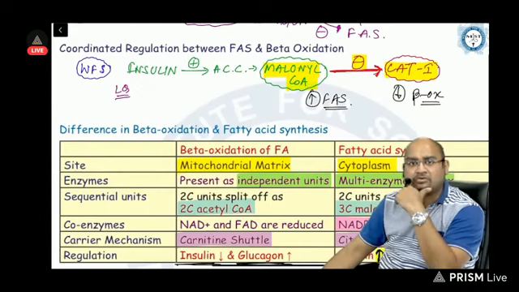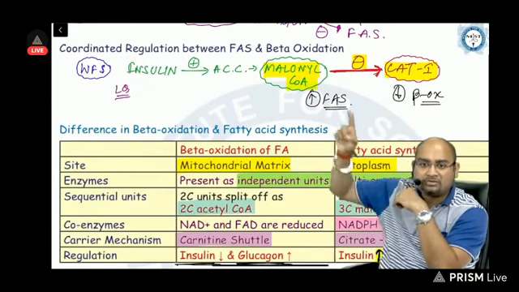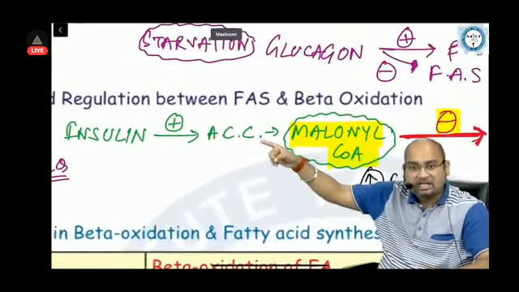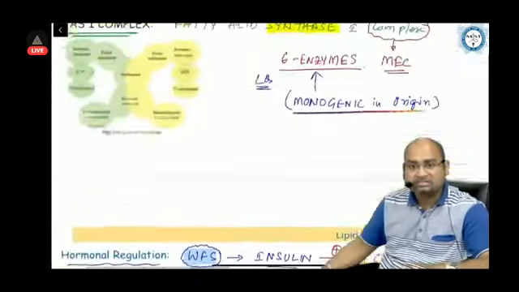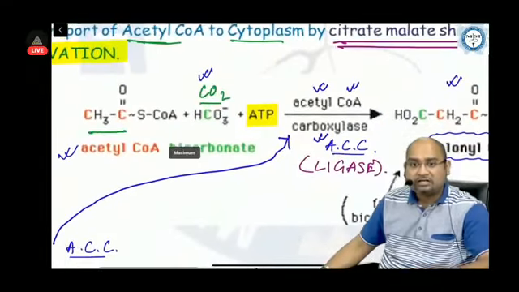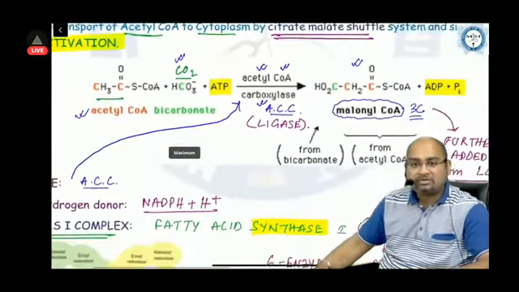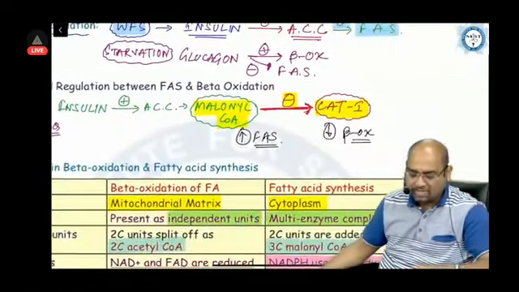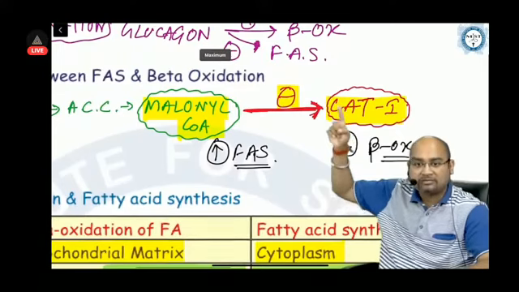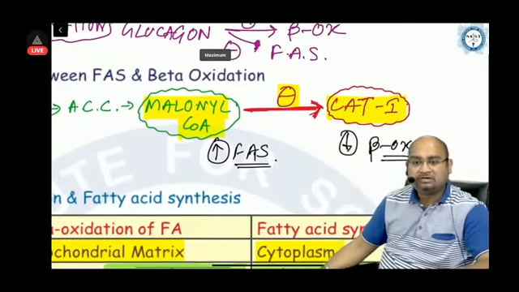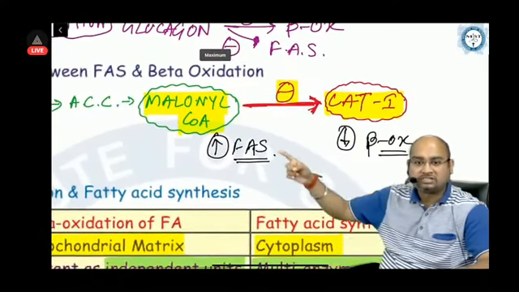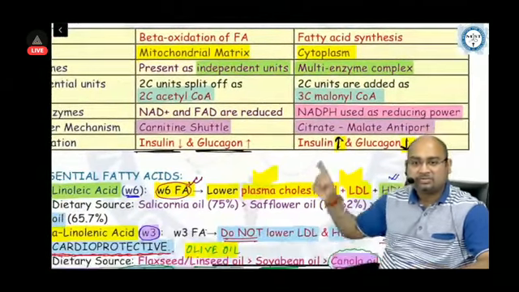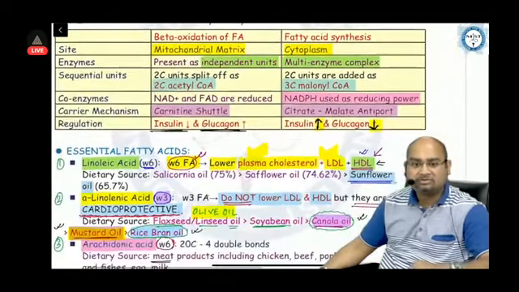We require malonyl CoA to be produced over here, and this malonyl CoA is produced by acetyl CoA carboxylase or ACC. This is the enzyme, beta, that converts acetyl CoA plus carbon dioxide to malonyl CoA. This malonyl CoA will actually inhibit the enzyme CAT1. So whenever fatty acid synthesis is increased, beta oxidation has to decrease. These are some important points that you can use for your revision.